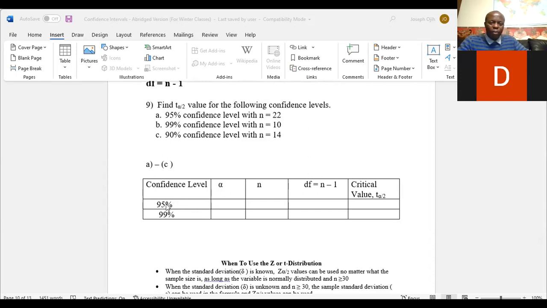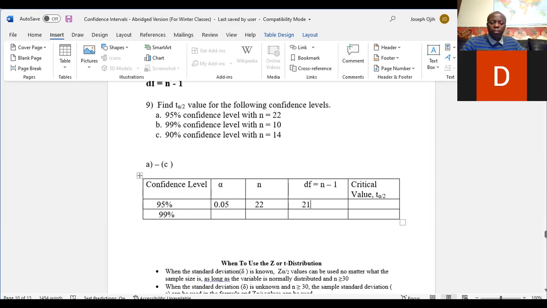So if you're 95% confident, your alpha will be 5%, which is 0.05, because your chance of being wrong is 5%, which is 0.05. In this case, sample size n is 22. Degree of freedom is n-1. I mean, it's 22 minus 1, so 22 minus 1 is 21. So now we can find the critical value, and look for it under alpha 0.05 in the table. So 21 under alpha 0.05.